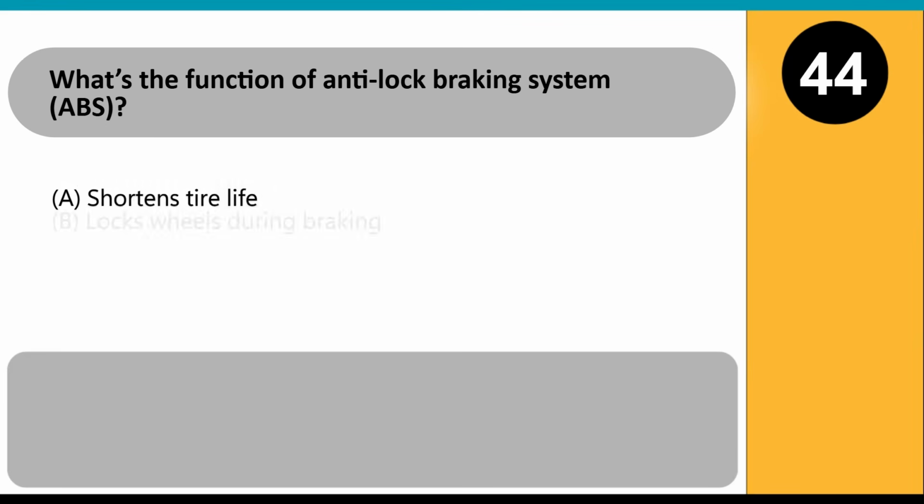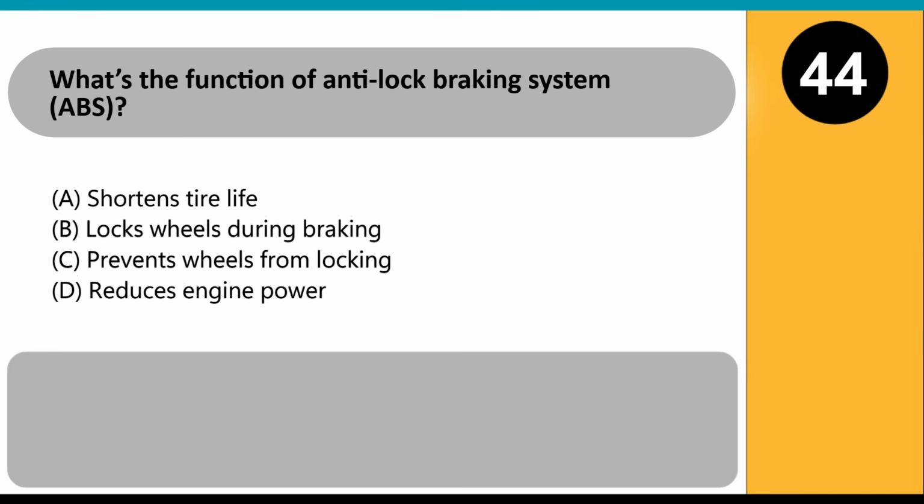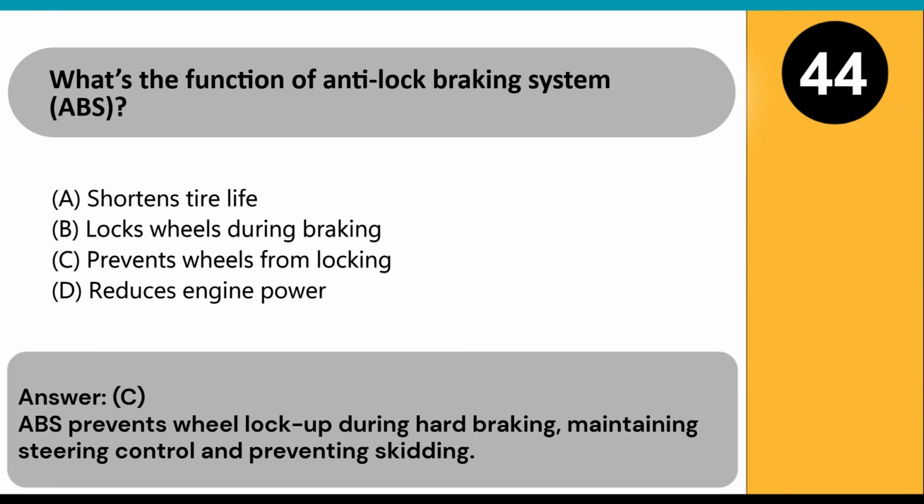What's the function of anti-lock braking system, ABS? A. Shortens tire life. B. Locks wheels during braking. C. Prevents wheels from locking. D. Reduces engine power. Answer: C. ABS prevents wheel lockup during hard braking, maintaining steering control and preventing skidding.